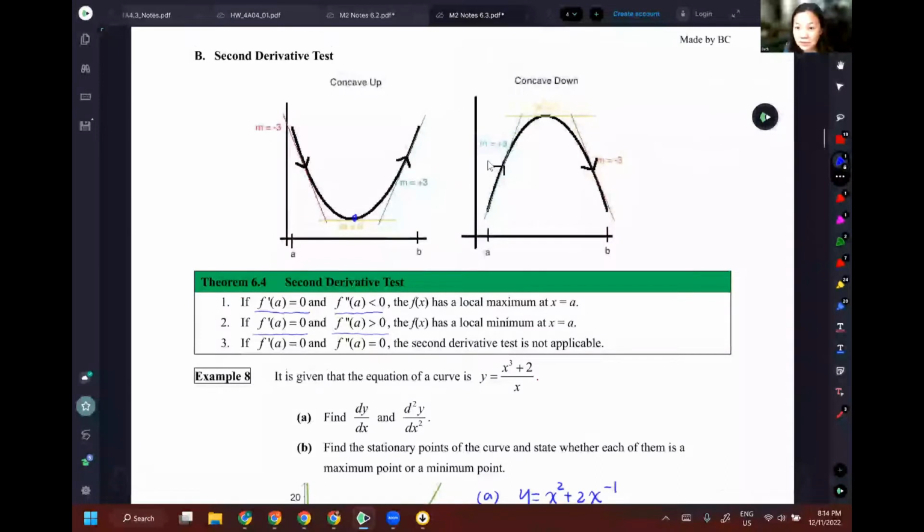The second derivative test is based on concavity. Because we know the minimum point must be lying on a concave up curve, and this one must be lying on a concave down curve.